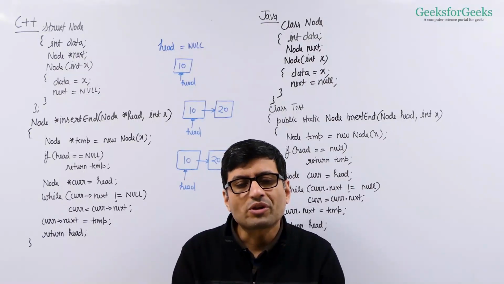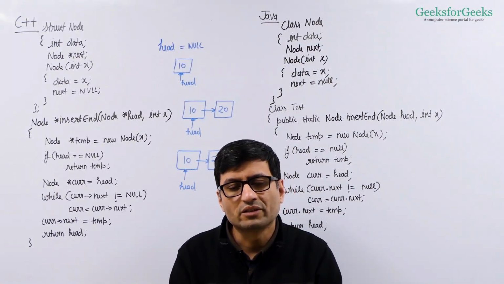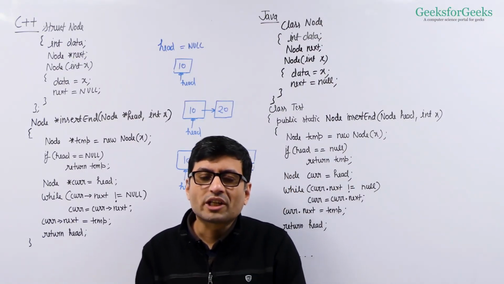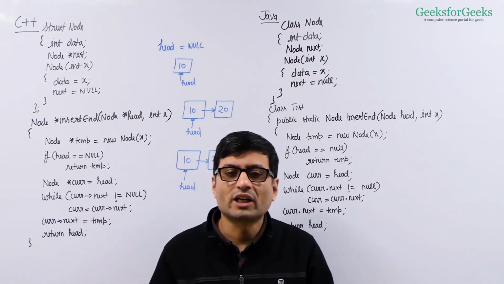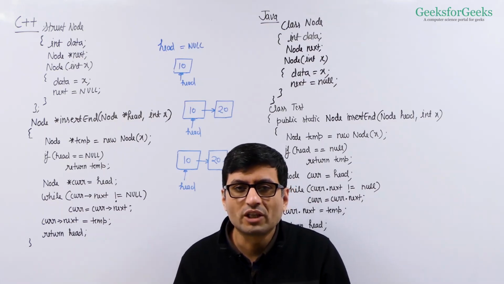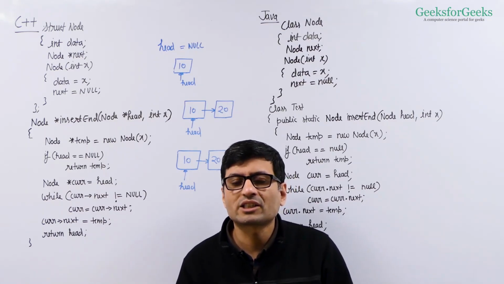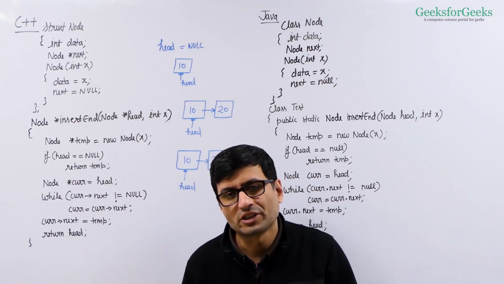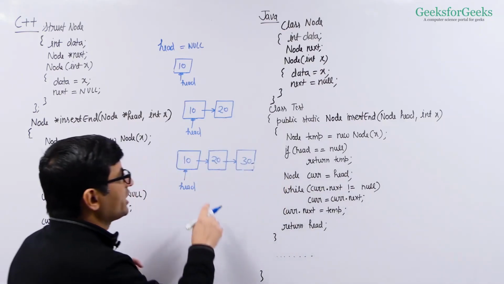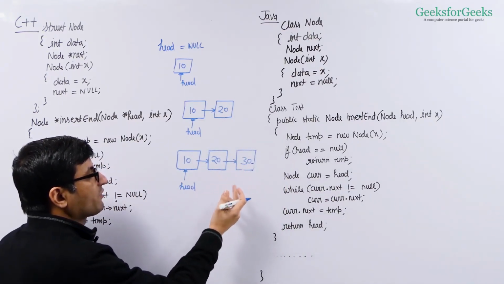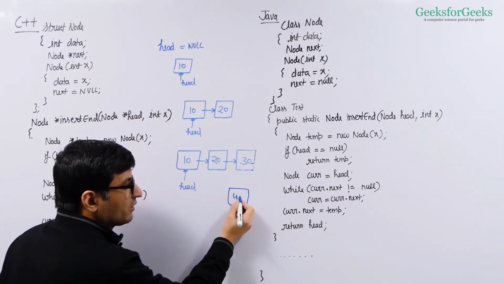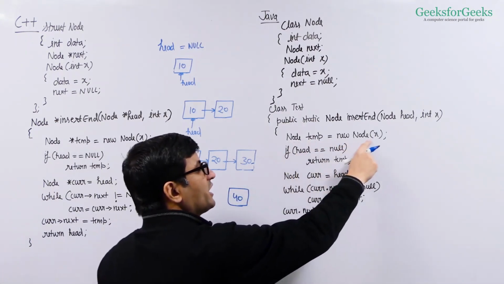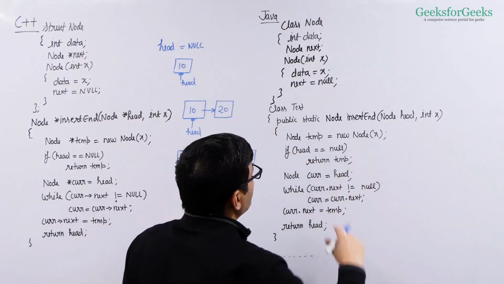Let us now talk about implementation of insert at the end. To insert an item at the end of a linked list, we need to get hold of the last node. Because if we get hold of the last node, then only we can make last next equal to the new node that we are inserting. For example, in this linked list, if I want to insert 40, I'll first allocate memory for 40. That's what we have done as the first line in both the codes, right? We allocate memory for the new node.